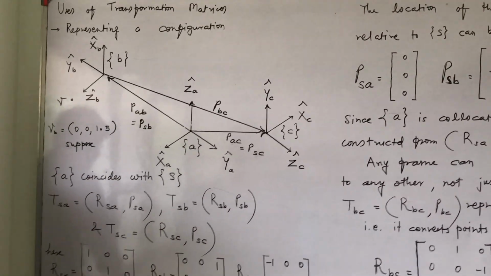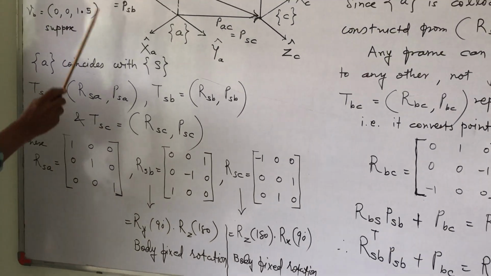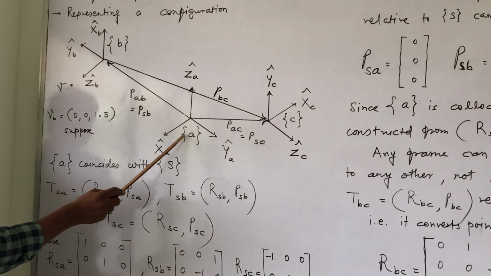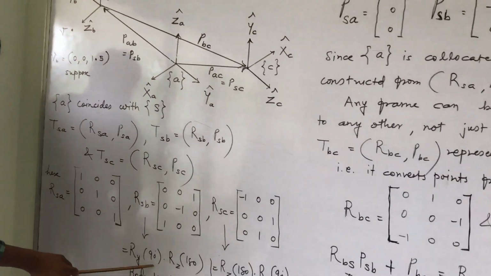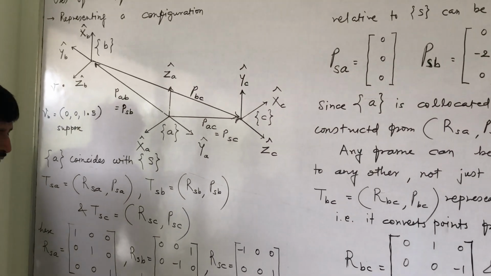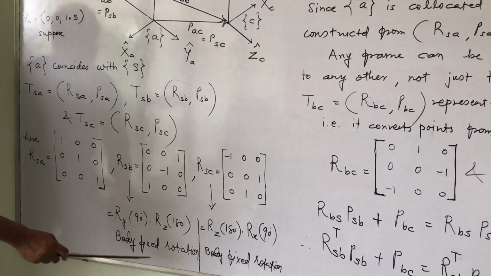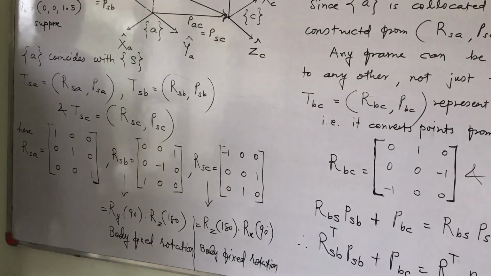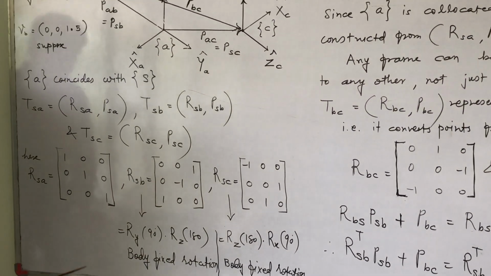There are so many ways. One of the ways is this. Initially, if we consider B frame coincides with A, and we apply RY 90 and then after that RZ 180, body fixed rotation, we will get this orientation. You have to check this, you must check this.